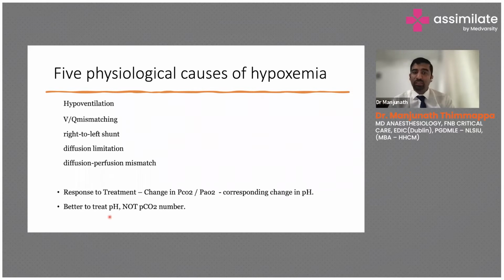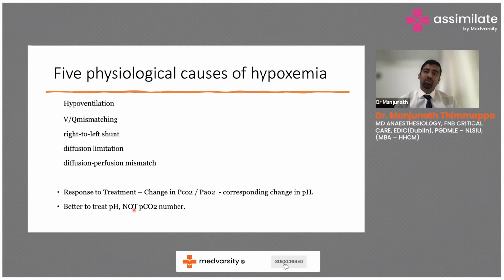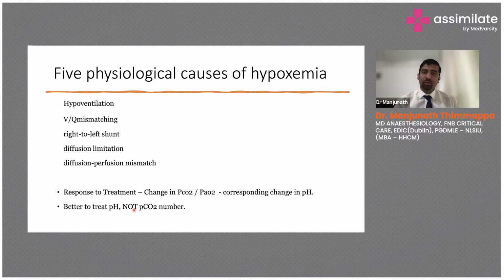So better to treat the pH, not the PCO2 number, because in patients with underlying lung disease like COPD, asthma, interstitial lung disease or obstructive sleep apnea, the basal CO2 levels can be on the higher side. It can be 60 or 70. So don't treat the number there, treat the pH, and also look at the patient's breathing, whether the patient is conscious or drowsy. Depending on that, you can decide whether the patient is improving or not.